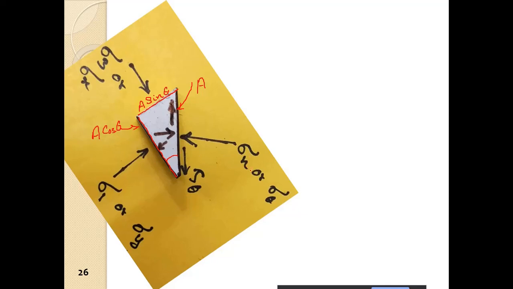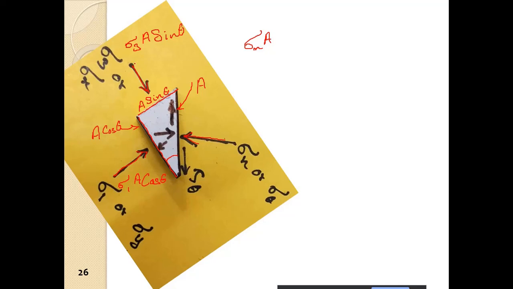So the force is sigma theta or sigma n into A. That is the force acting in the horizontal direction. So one force we got. Then we have to find out what the other forces are. Here definitely this is sigma 3 into A sine theta. That is the force sigma 3 into A sine of theta. And here sigma 1 into A cos of theta.